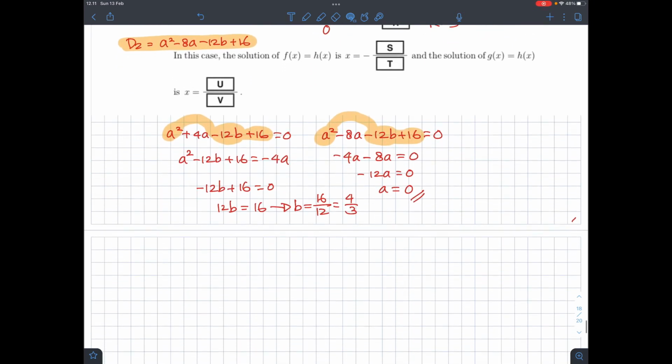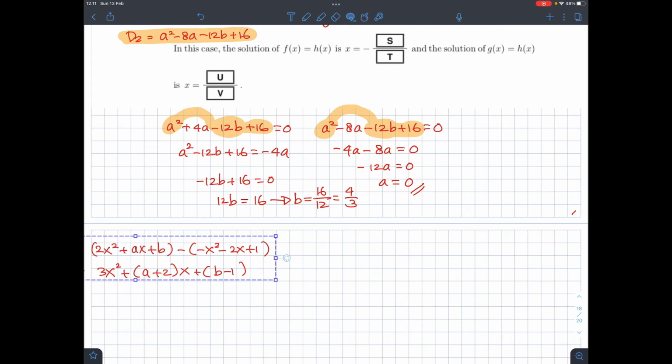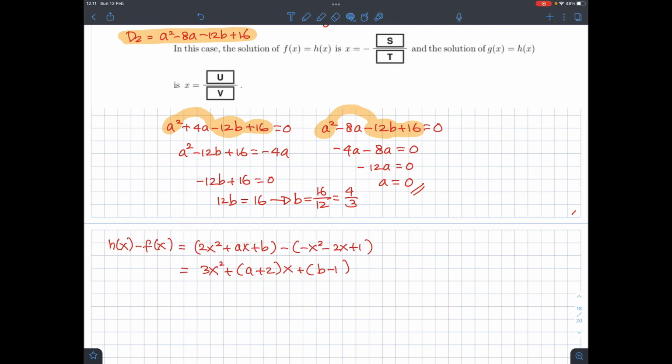And put it here. Actually, this is hx minus fx, right? And if this is 0, it means hx will be equal to fx, right? Okay, so this is what they ask. So this becomes 0, and you just put the value of a, 0, here and the value of b into here.